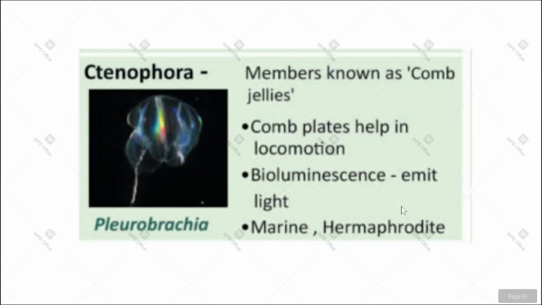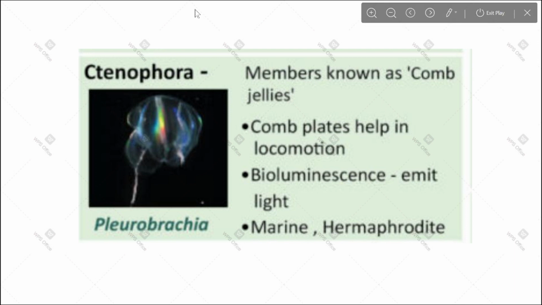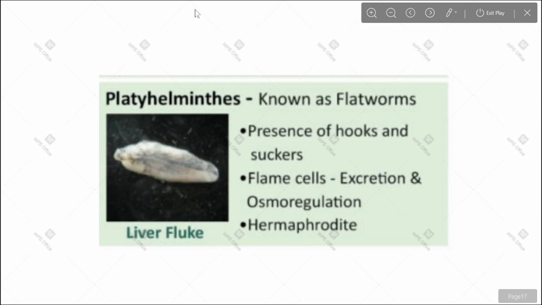So next is the Ctenophora. Members are known as the comb jellies. Comb plates help in locomotion. Bioluminescence is a process that is shown by these ctenophorans. They are marine and hermaphrodite both. Now Pleurobrachia is a classical example of the ctenophora, and they show bioluminescence.